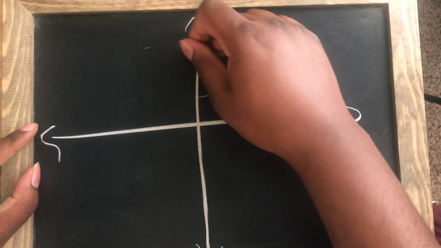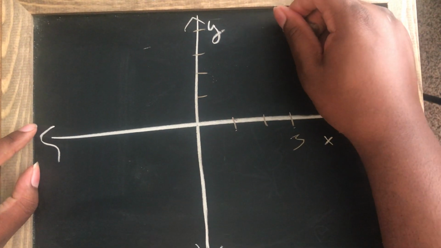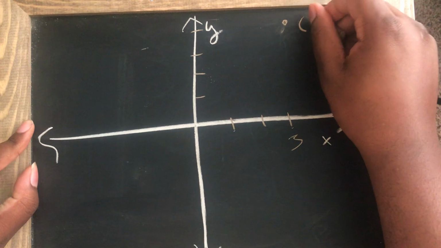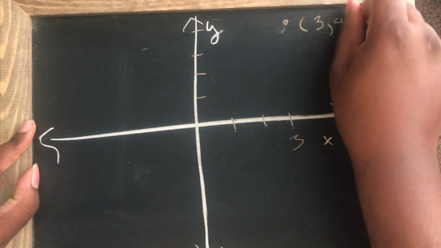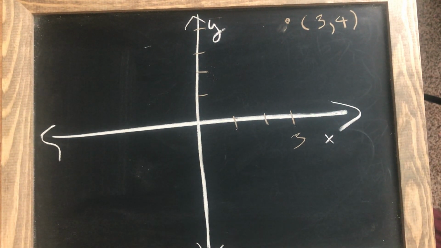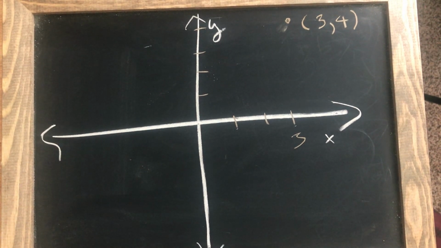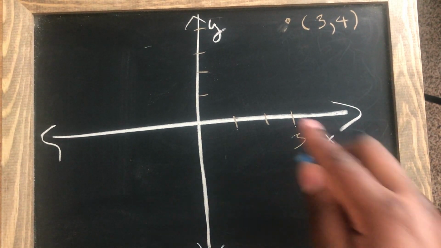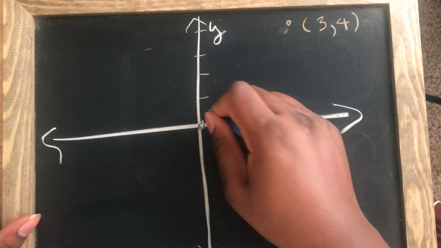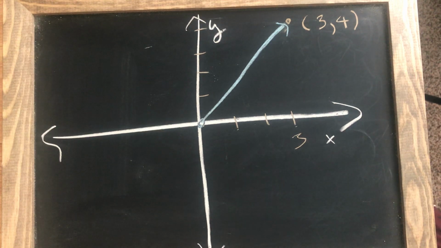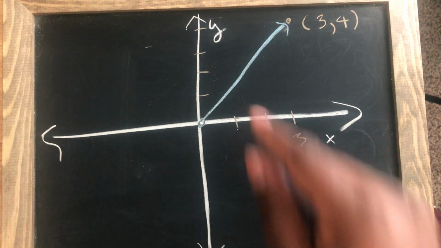The point 3, 4. All right, I've got a vector that starts at the origin and ends at 3, 4. Started at the origin and I end at 3, 4. Okay, that's my vector A.